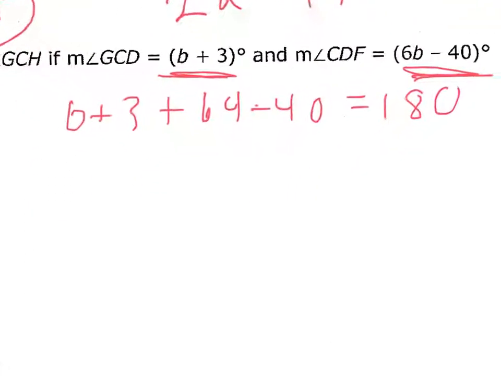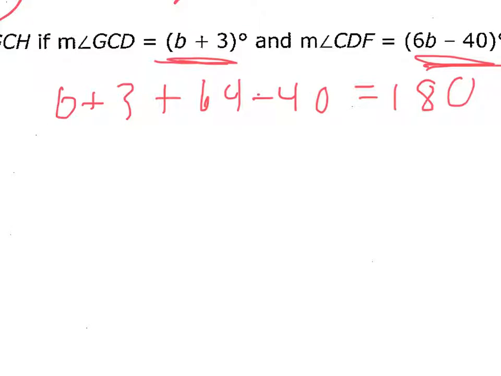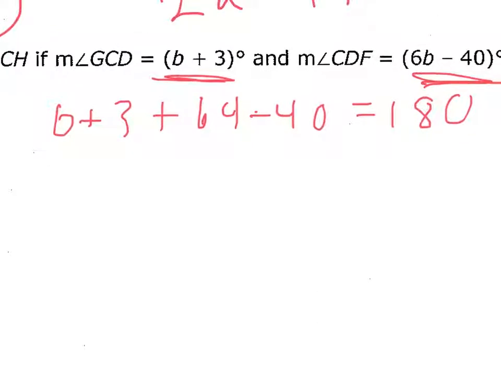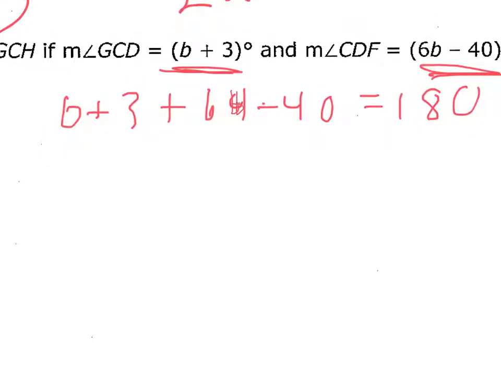Okay, so let's solve this. Let's combine like terms. So we would have our B's that we need to combine. This is supposed to be a B, wow. Okay, so we have B plus 6B, which is 7B. So we have 7 B's, and if we add up 3 and negative 40, that would give us negative 37. So 7B minus 37, and that is all going to equal 180.